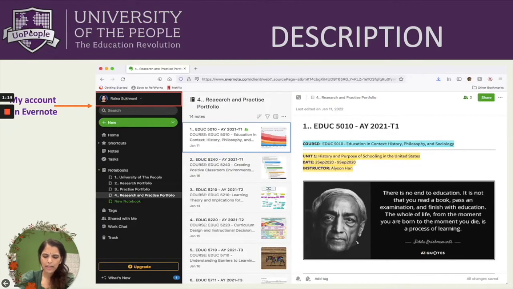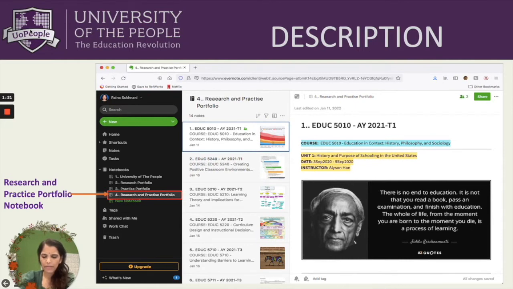However I arranged my research portfolio, I have utilized the required Evernote platform for this project, in which, under my account, I have created my main research and practice portfolio notebook.